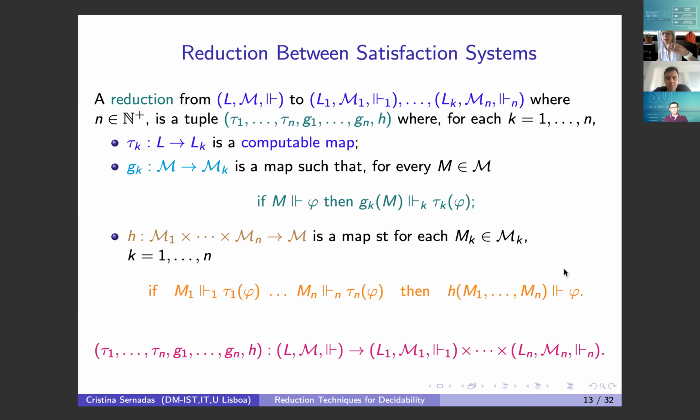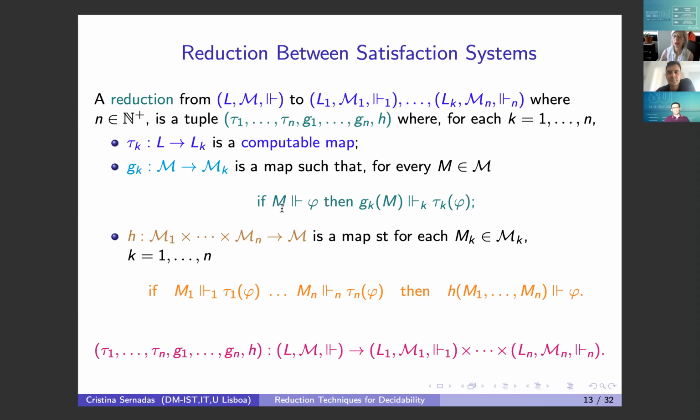So once again, I'm assuming that I have a satisfaction system, let's call it S, and then I want to say something about reducing this satisfaction system to satisfaction systems S1, ..., SN. What is this? So this is a huge tuple. It's a tuple with the taus, G's, and an H, where you have the following requirements. Each tau_K is a map from the formulas in L to the formulas in LK and should be a computable map. Then you should have maps G_K that assign to each model of S_K a model in M.